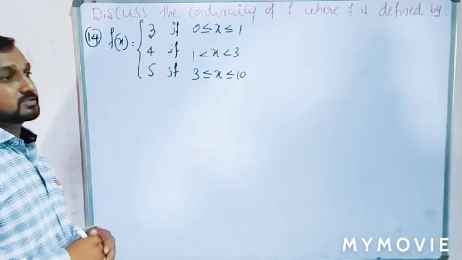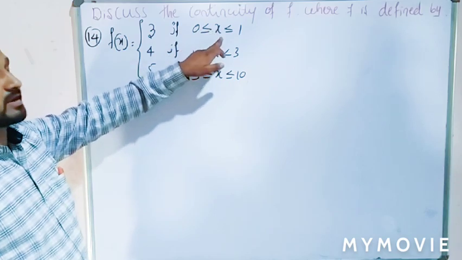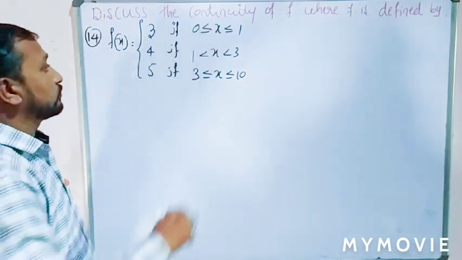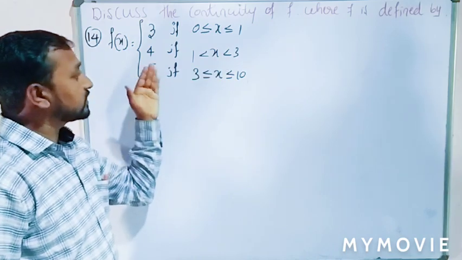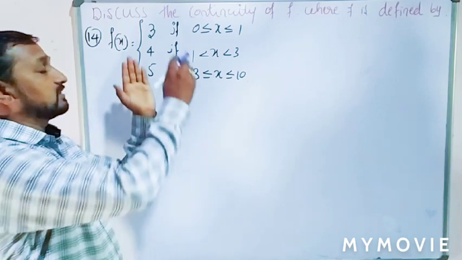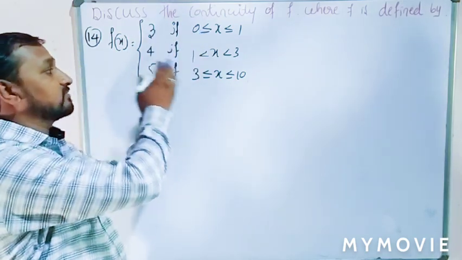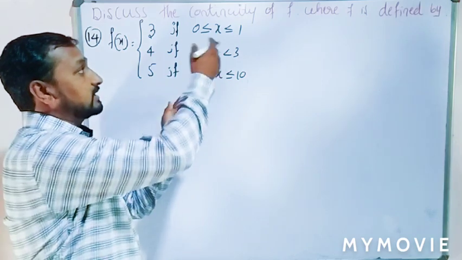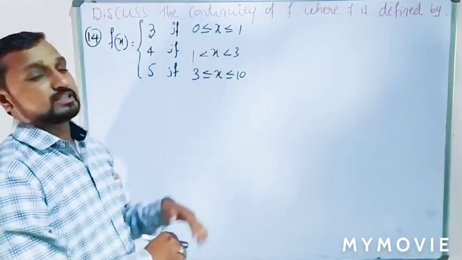Students, this is also f of x is equal to 3 if x lies in the interval closed 0 to 1, 4 if x lies in open 1 to 3, 5 if x lies in 3 to 10. Here the number x less than 0 is the negative part, and the number x greater than 10. There are 3 particular points here.